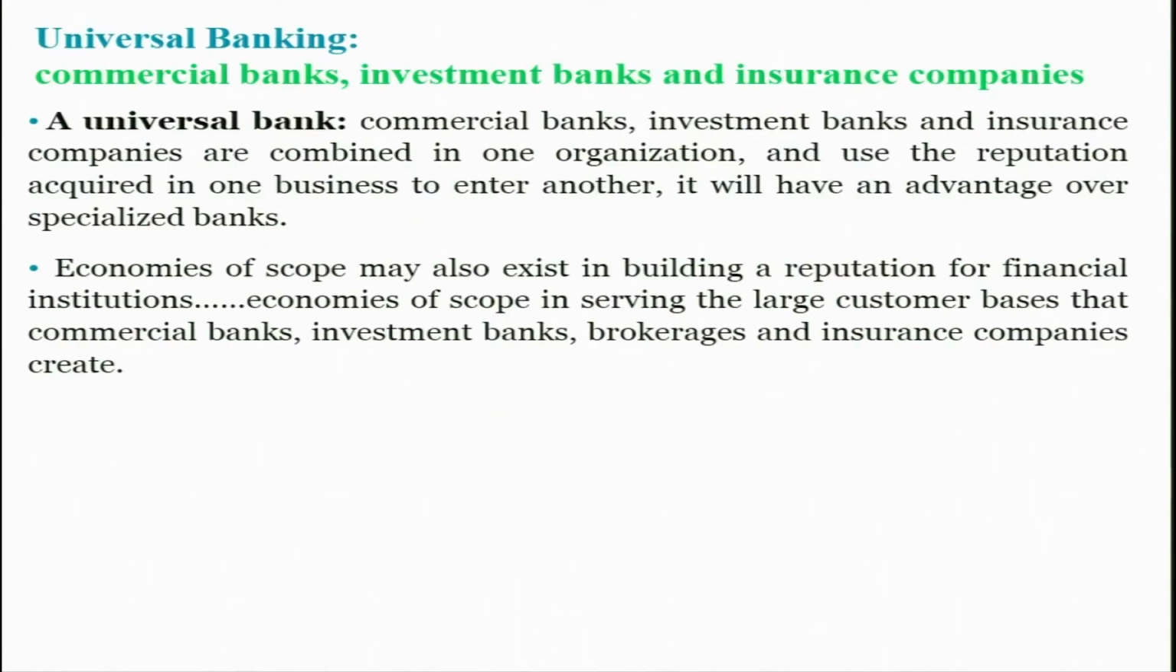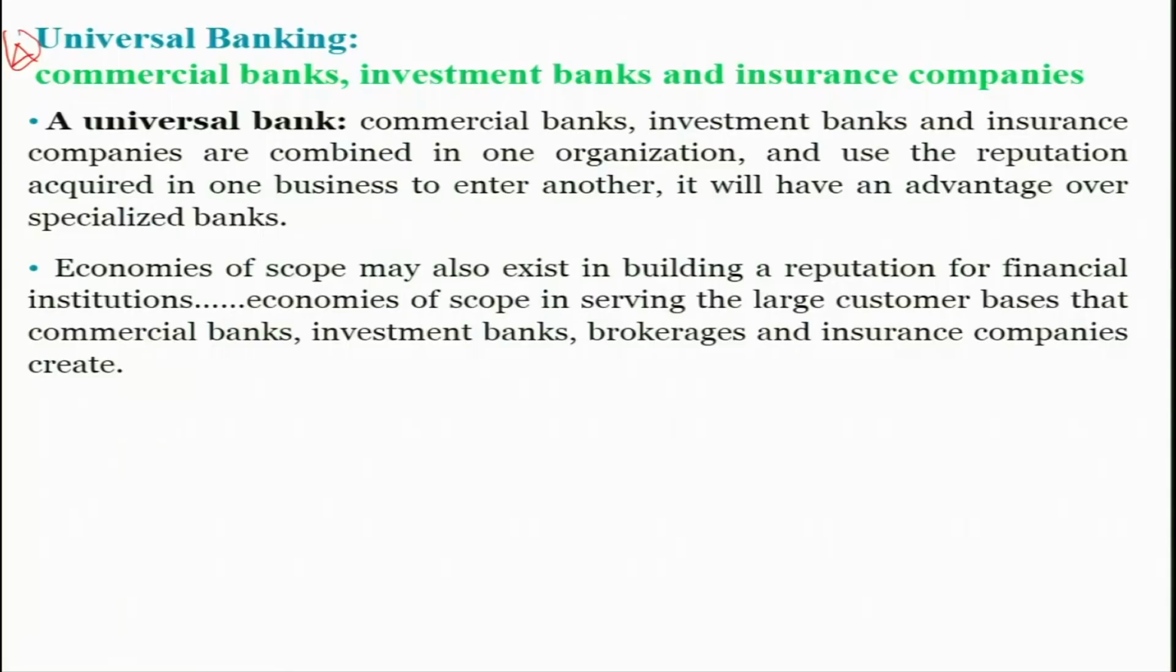So let's now move to another domain of conflict of interest, that is universal banking. This is another area of conflict of interest in the financial sector. So what does a universal bank mean? Universal banking means a firm doing all the businesses, including commercial banks, investment banks, and insurance companies, all combined in one organization, and using the reputation acquired in one business to enter another. It will have an advantage over specialized banks.